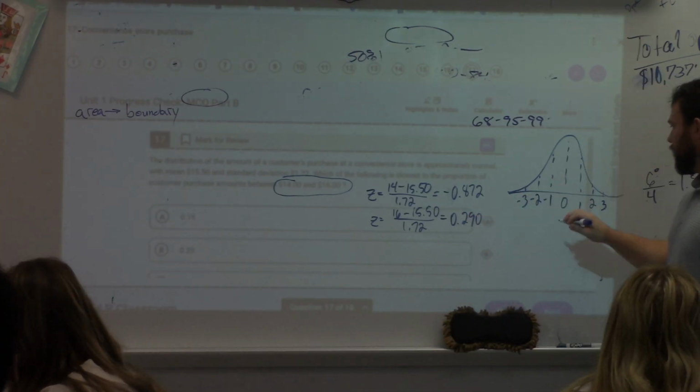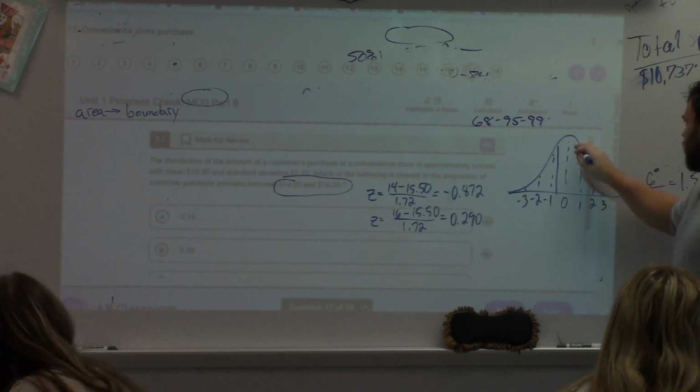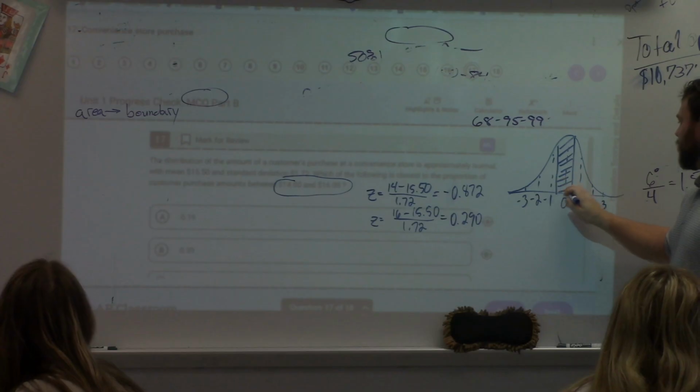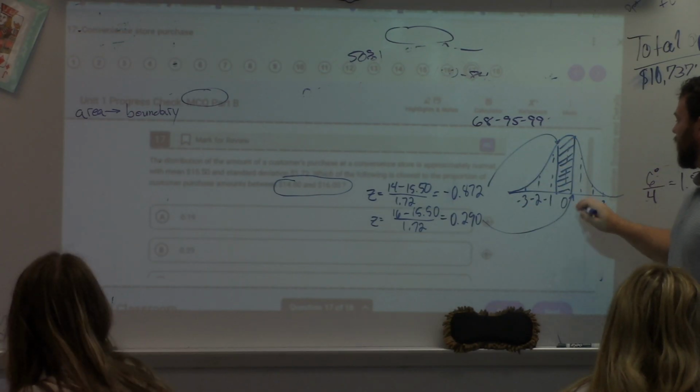290. Now notice I can just mark it on here and on here. And I need to find the area in between because it literally says between. So notice, there's my lower bound and there's my upper bound.